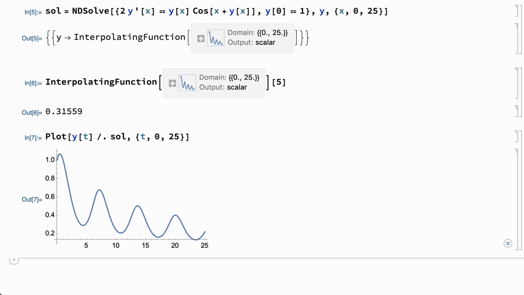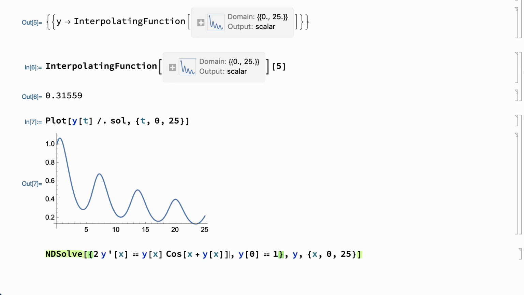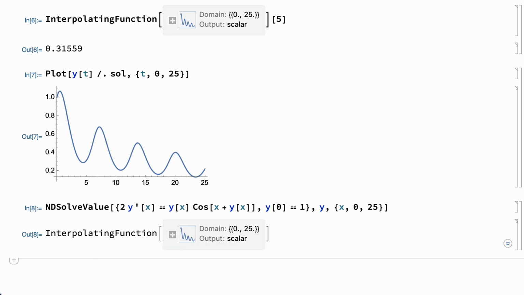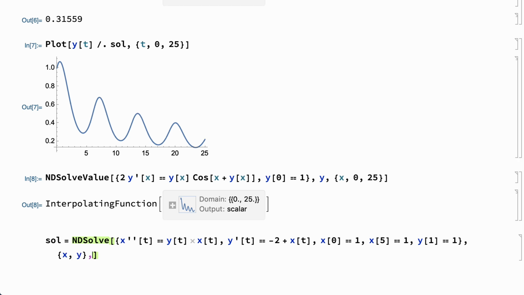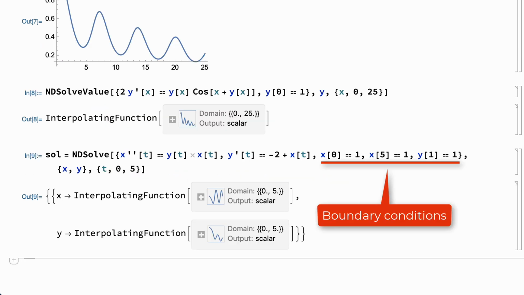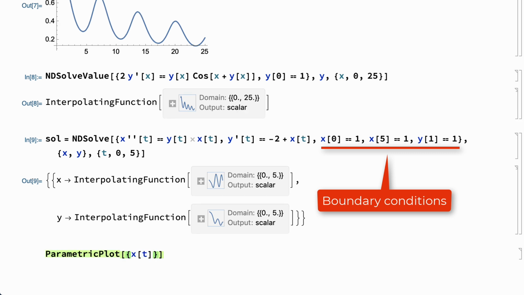For situations where it's more convenient to have just the solution function, there is a function called NDSolveValue that works like NDSolve and computes the same solution but returns only the interpolating function expression rather than a list of lists of rules. NDSolve can handle several other types of differential equations. That example is an initial value problem. This shows a different type of problem called a boundary value problem, where boundary conditions are given at both ends of the range of the solution. And here's a plot of the solution.